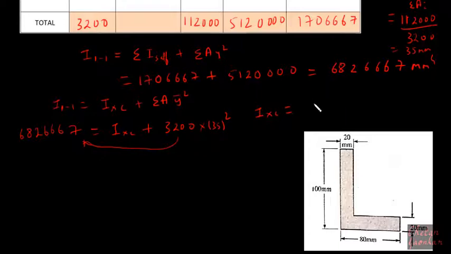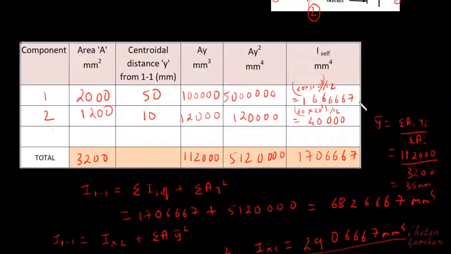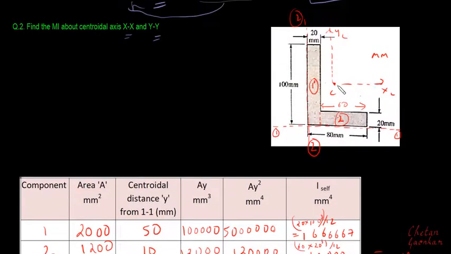IXC as 2906667 mm raised to 4. So this is the moment of inertia. This is the moment of inertia about the centroidal axis XC.